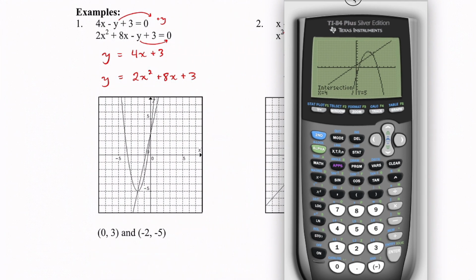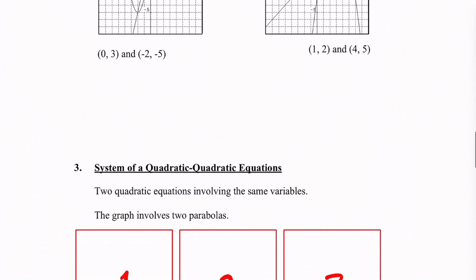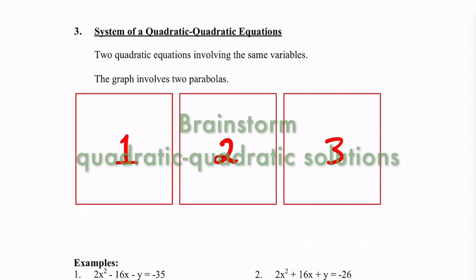So those two ones were for a linear equation and a quadratic equation. We had the line and then the parabola. Next, what we're going to look at is where we have a system of quadratic to quadratic. So this is a parabola and a parabola. So it says it is going to be two quadratic equations involving the same variables, and the graph is going to involve two parabolas. So again, if you want to try to draw out different parabolas pointing up, down at different heights to figure out what you could get for the different types of solutions, you can try that now.